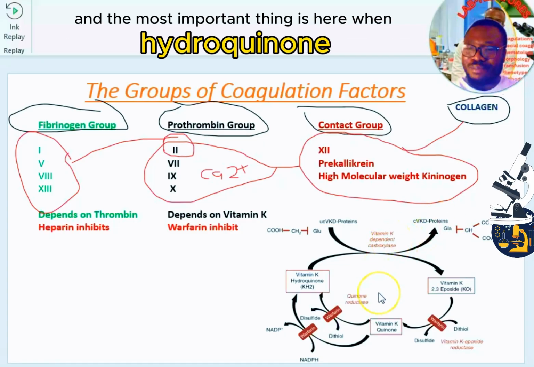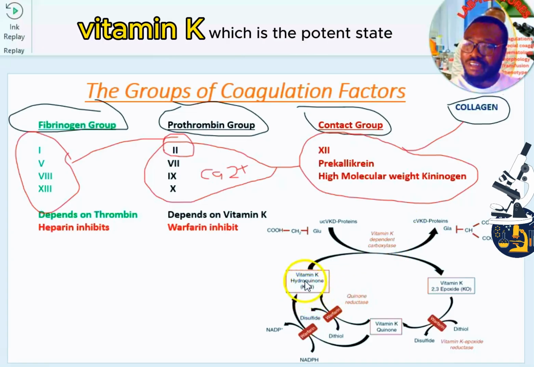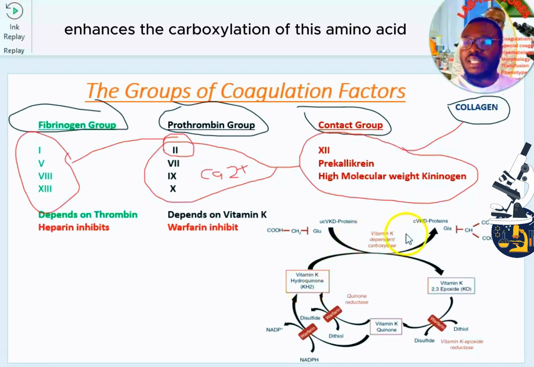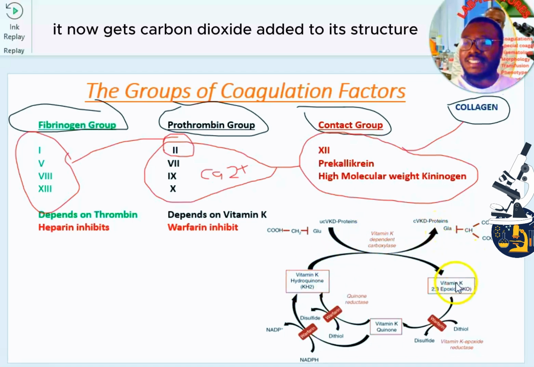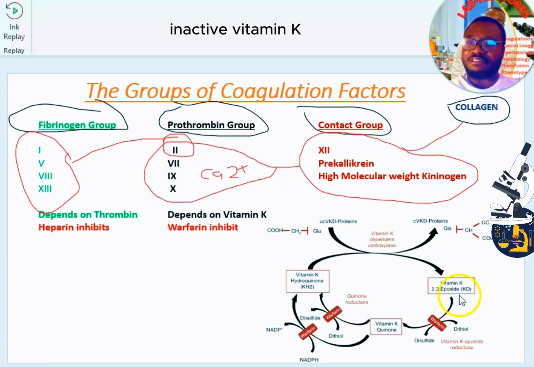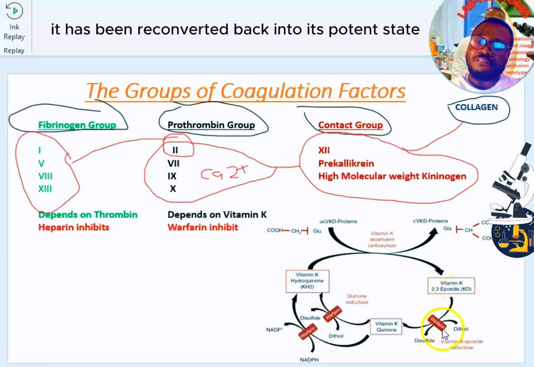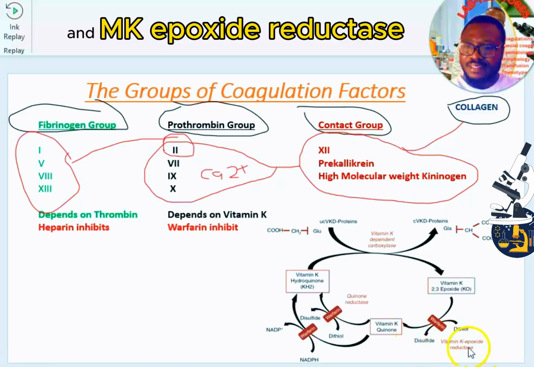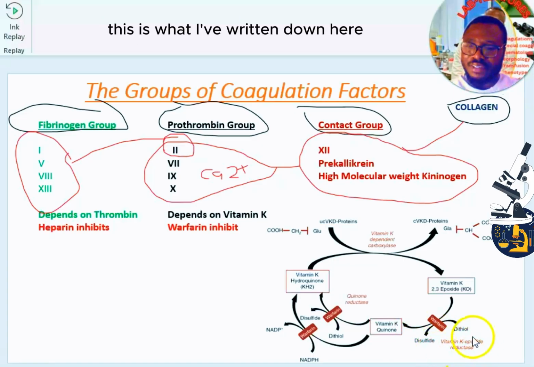And the most important thing here is that when hydroquinone vitamin K, which is the potent state, enhances the carboxylation of this amino acid, it now gets carbon dioxide added to its structure, which makes it an epoxide, inactive vitamin K. It has to be reconverted back into its potent state by an enzyme called vitamin K epoxide reductase. This is what I've written down here.